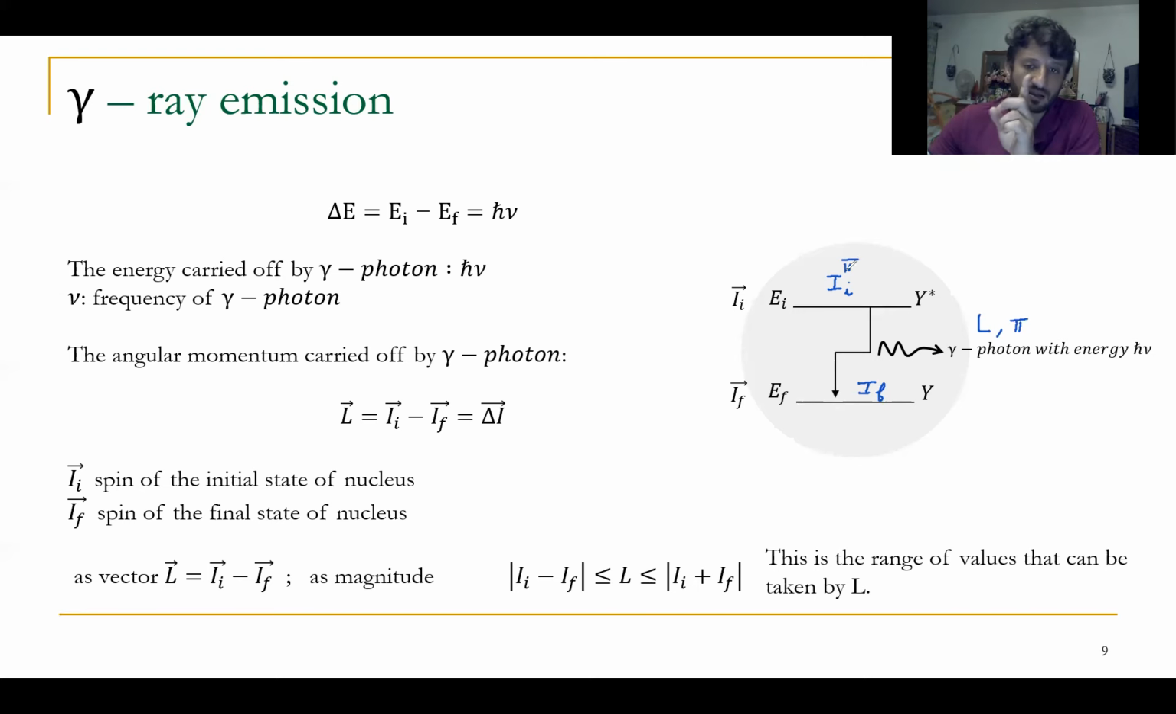Here we have pi initial for the initial energy level, pi final for the final energy level, and pi of the emitted photon. In the next video, I will talk about the calculation of L and pi.